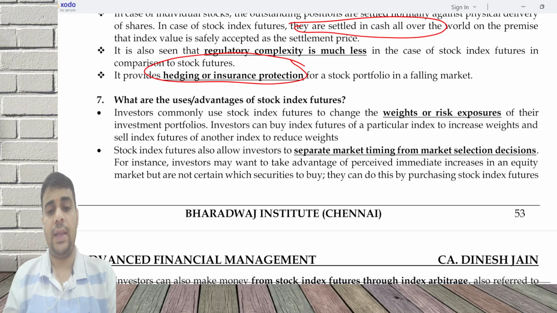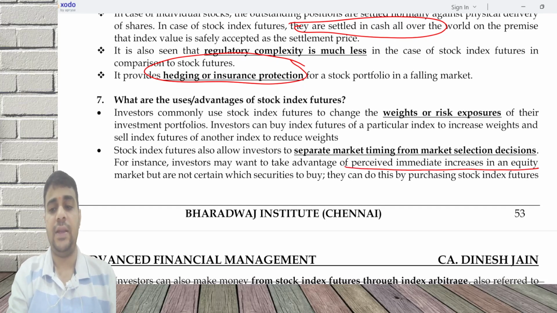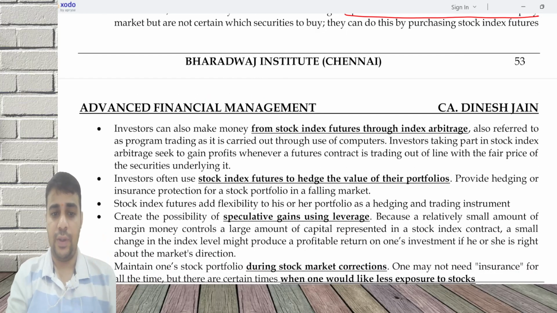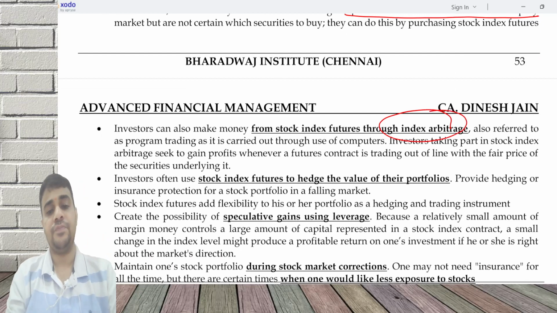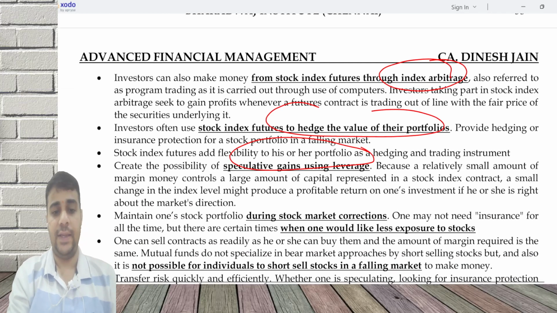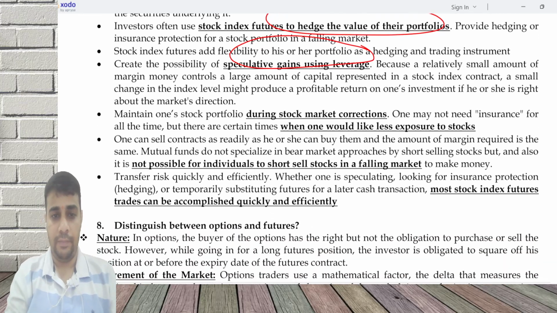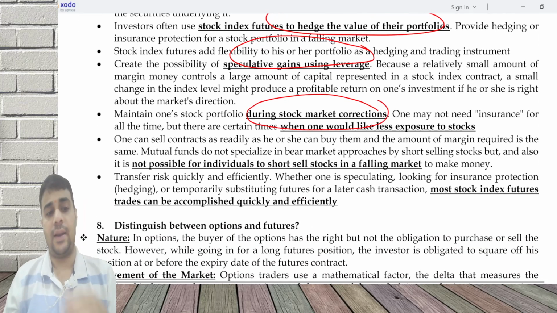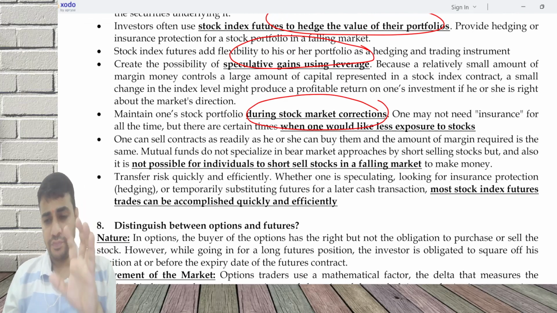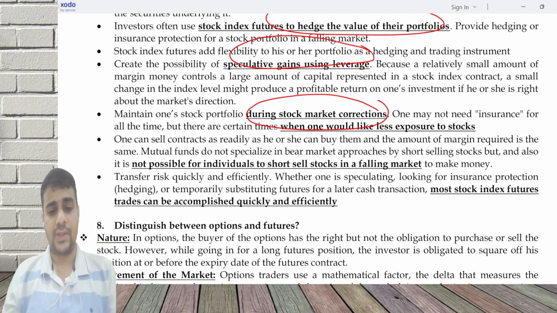Investors want to take advantage of a perceived immediate increase in equity, but are not certain which company to buy. Please buy the index. Through index arbitrage, hedge the portfolio, speculative gains, maintenance during stock market correction. So basic thing is whatever you saw as the differences, those are technically the advantages of stock index futures.